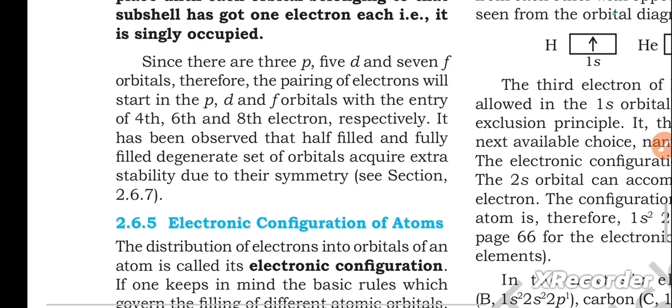Since there are 3 p, 5 d and 7 f orbitals, the pairing of electrons will start in the p, d and f orbitals with the entry of the 4th, 6th and 8th electron respectively. It has been observed that half-filled and fully filled degenerate sets of orbitals acquire extra stability due to their symmetry.